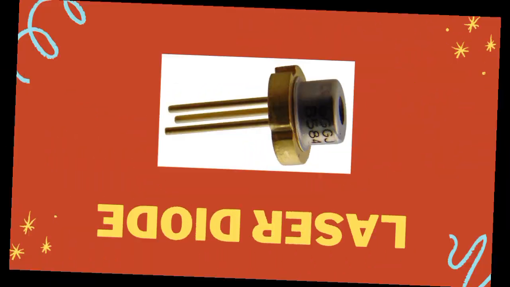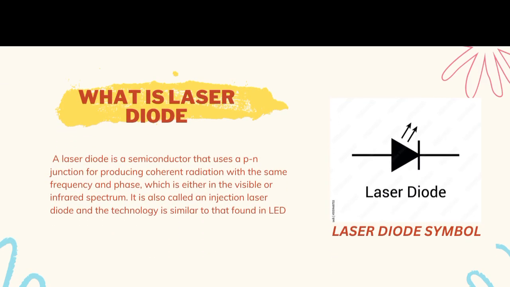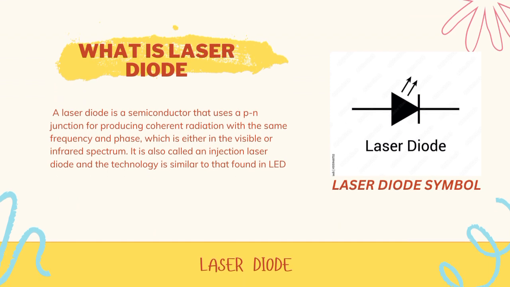What is a laser diode? A laser diode is a semiconductor that uses a p-n junction for producing coherent radiation with the same frequency and phase, which is either in the visible or infrared spectrum. It is also called an injection laser diode, and the technology is similar to that found in LED.